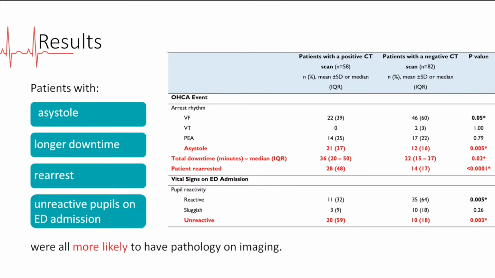So I then went to look at if there was a difference in patients who had pathologic imaging, so either the arrest cause or something else important, compared to patients who had normal imaging with no findings at all. It was unsurprising that features of a more serious arrest were associated with then showing pathology. So being in asystole, having a longer downtime, having rearrested, and being unreactive on emergency department admission.